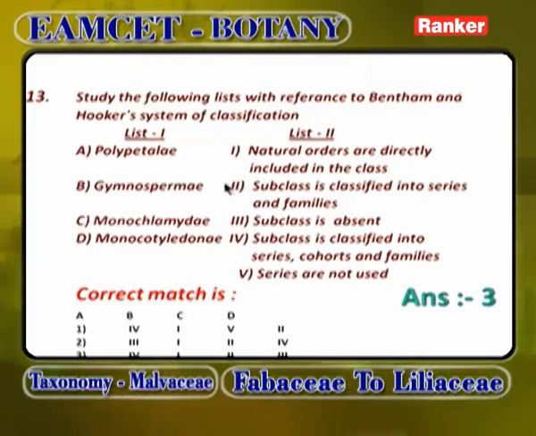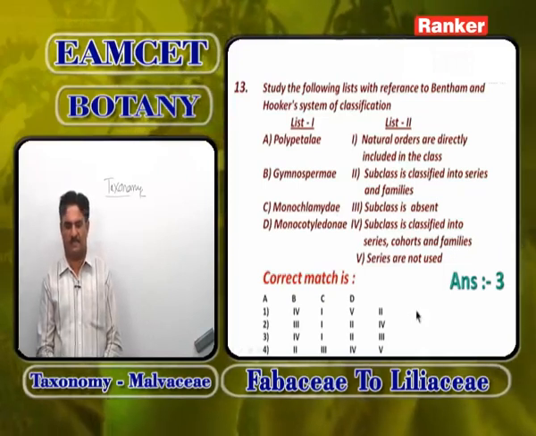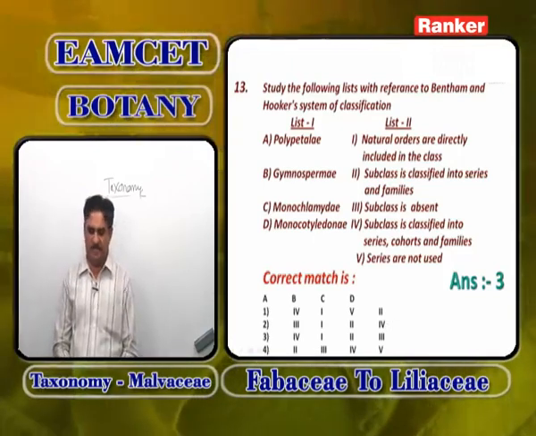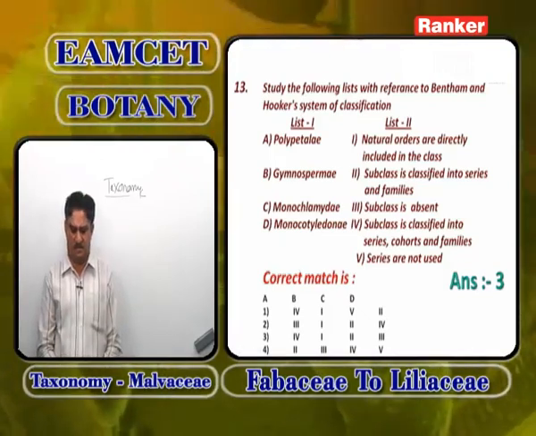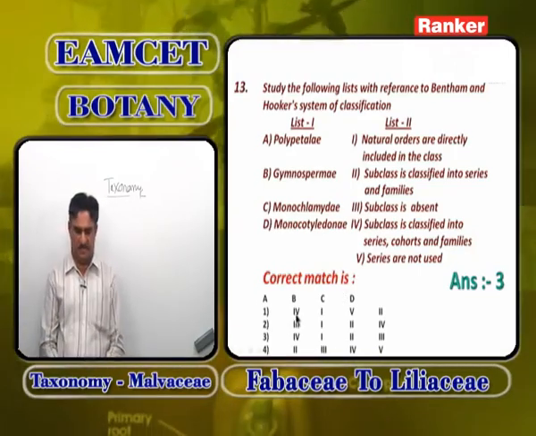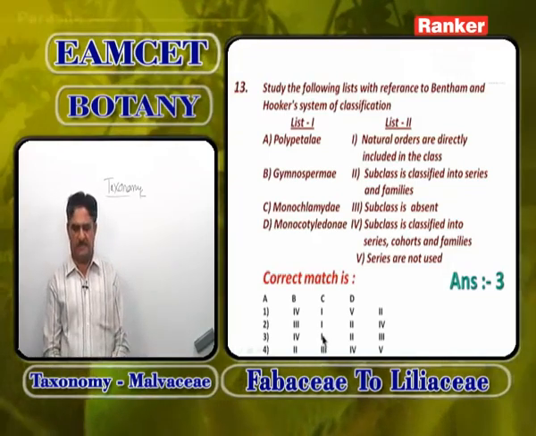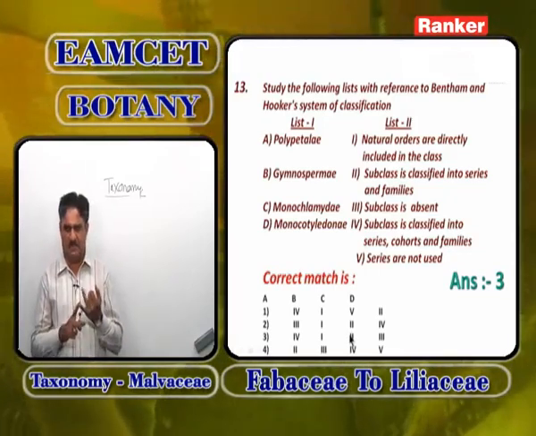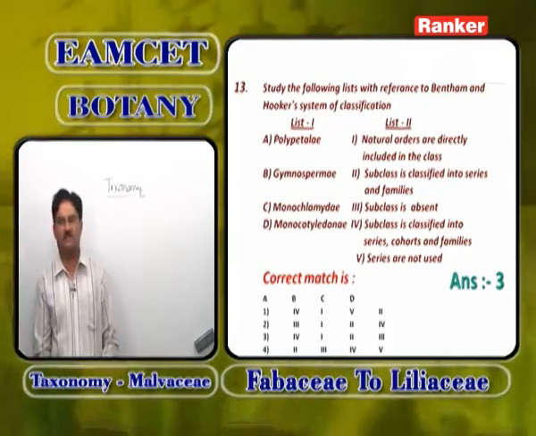B is 4. Polypetalae subclass is classified into series, cohorts and families. It is clearly divided into Thalamiflorae, Disciflorae, Calyciflorae. Cohorts means orders and families. Then A is always 4, C is always 1. B is Gymnosperm. Gymnosperm natural orders are directly included in the class. Natural orders means families. Gymnosperms has 3 families: Coniferaceae, Cycadaceae and Gnetaceae. All are kept directly in the class. No subclasses, no series, no cohorts.